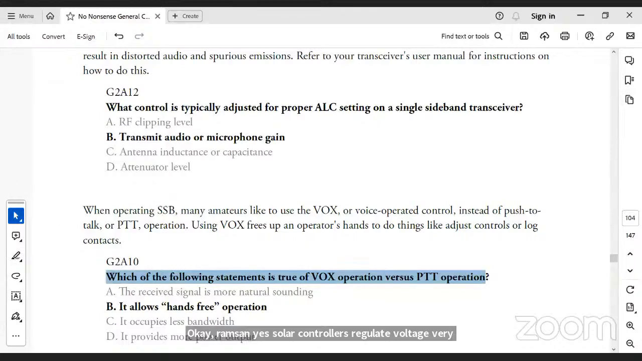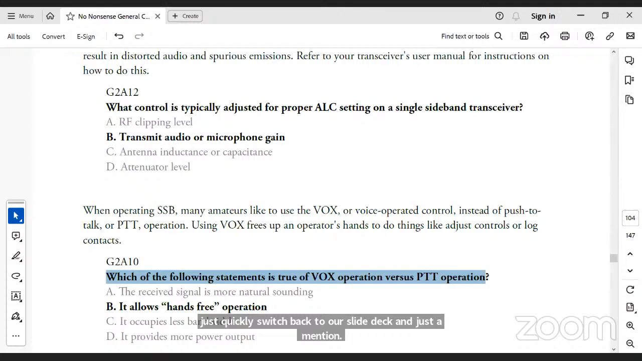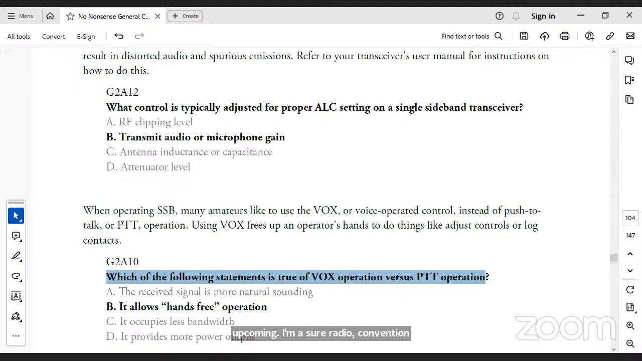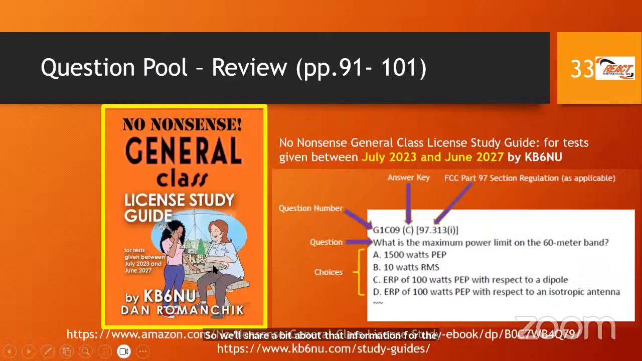All right, so folks, let's just quickly switch back to our slide deck. Just to mention, next week we'll talk a bit more about it again. Upcoming, there's an amateur radio convention. It's called Hamcation. That's coming up in the month of February. So for the next session, we'll talk a little bit or put up a slide about Hamcation. It's going to be held in Orlando. So we'll share a bit about that information for the next session. So let's just go back to our slide deck.